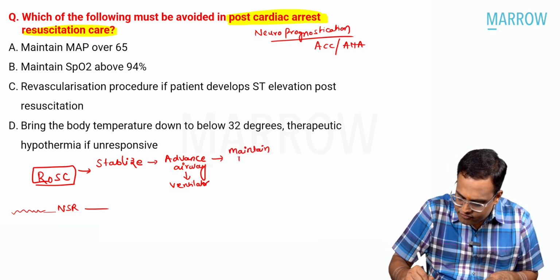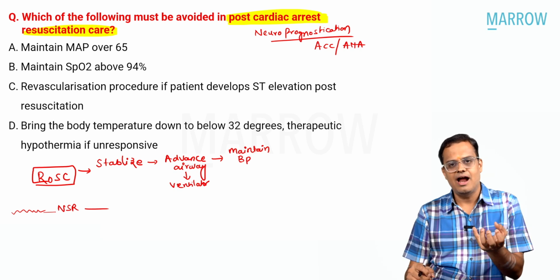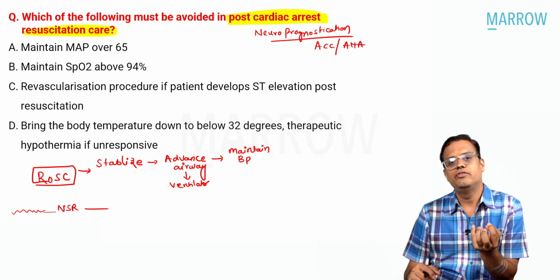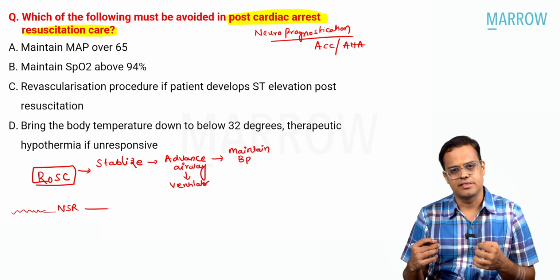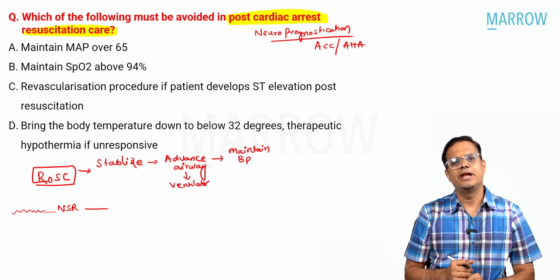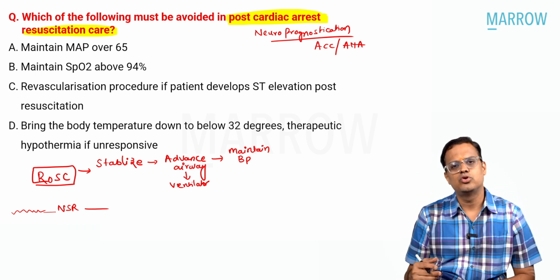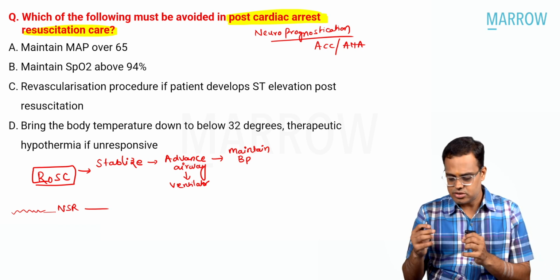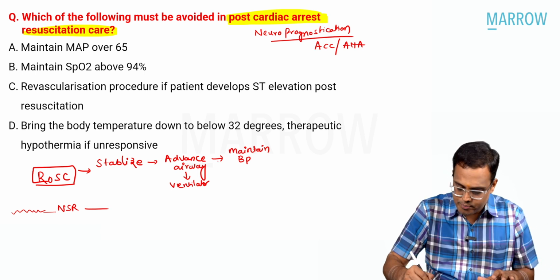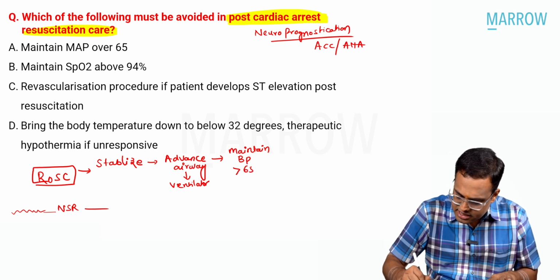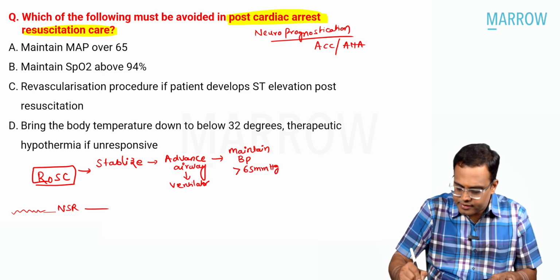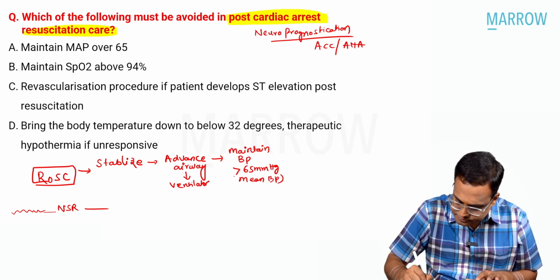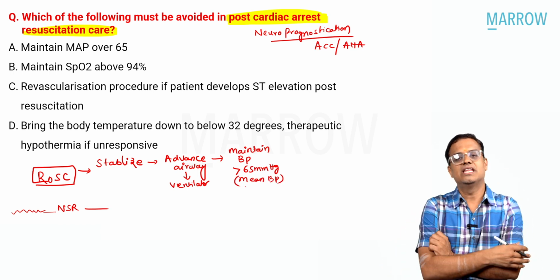Why? Because if the heart itself is not functioning properly, or it has just recovered, it may not maintain the pressure, so it will reduce the blood flow to the brain. The moment it reduces blood flow to the brain, again you might suffer from ischemia. So you have to maintain the blood pressure, greater than 65 millimeters of mercury. That's the mean arterial pressure, the mean blood pressure.